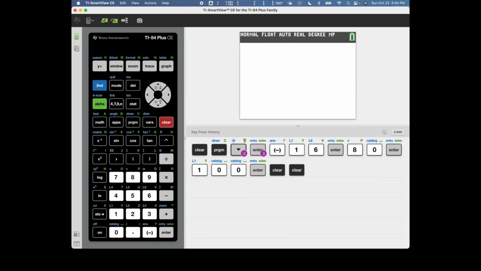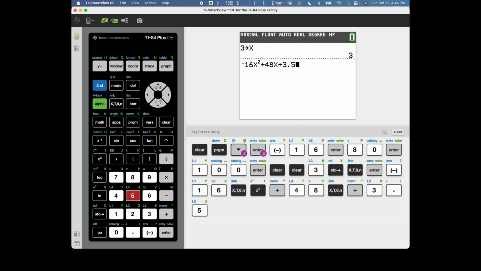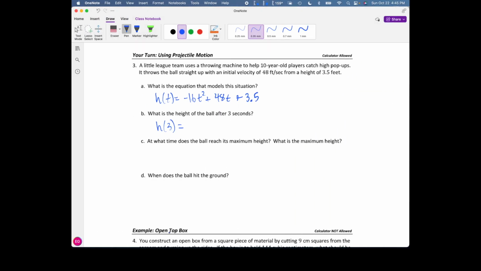What I actually would do is hit 3, hit the store button, which remember is right above on, and store this as x. And then I would just type our equation in. So negative 16x squared plus 48x, and then plus 3.5. And since the calculator thinks x is currently 3, it's going to calculate that out for me. So I get 3.5, and that is actually the answer to this one, 3.5 feet.